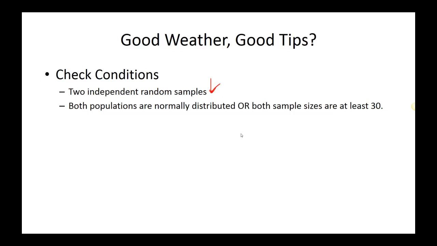For our second condition, we need to have both populations be normally distributed or both sample sizes at least 30. Now our sample size was n equals 20 for both groups, so we do not meet the second part of this, but if the populations are normally distributed, then we're okay to go ahead and conduct the analysis. We can check to see if the populations are normally distributed by doing QQ plots of our individual samples. If the QQ plots show that the data is close to normal, then we can assume that the populations are close to normal as well.